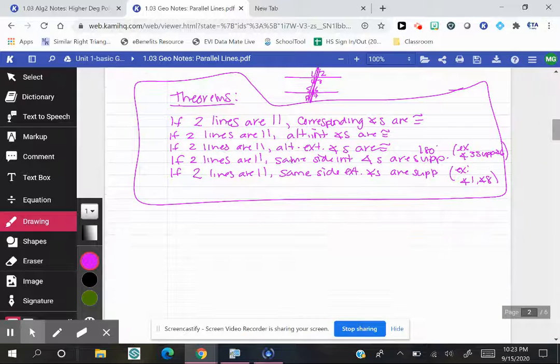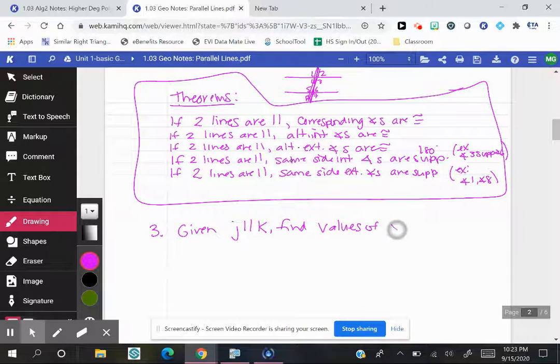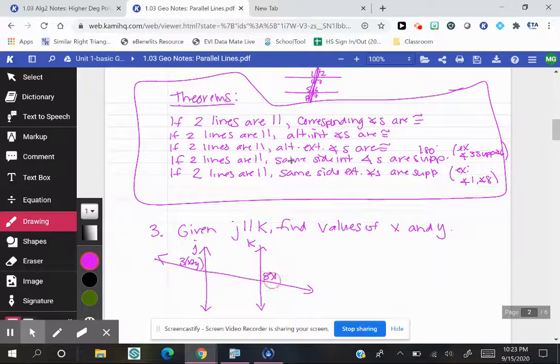Number 3, given that J is parallel to K. Find the values of X and Y. So we've got two lines here, J and K. And we have a transversal going through them. This angle up here is 3 times the quantity of X plus Y. Here is 5X. And this one's 4X minus 9.